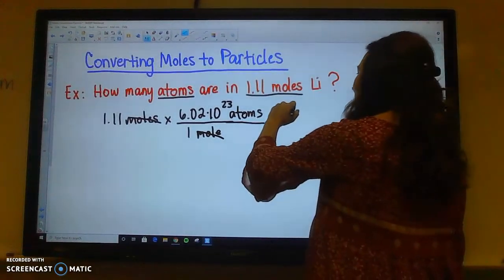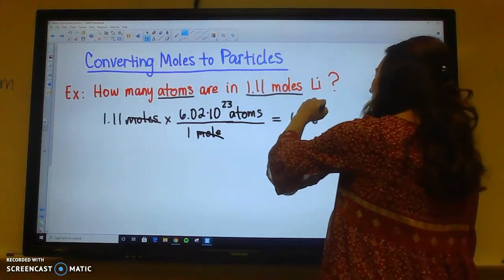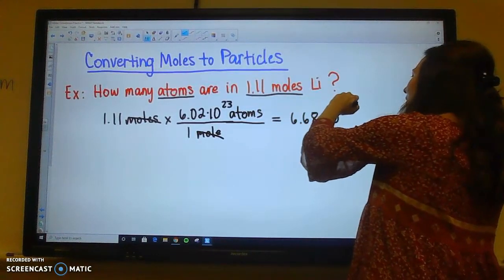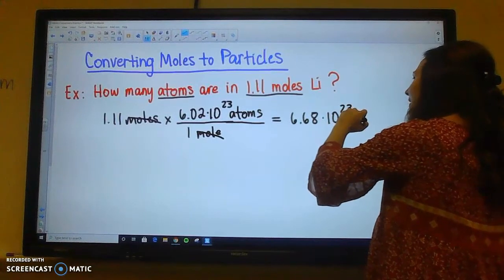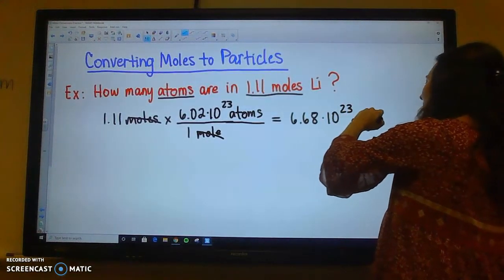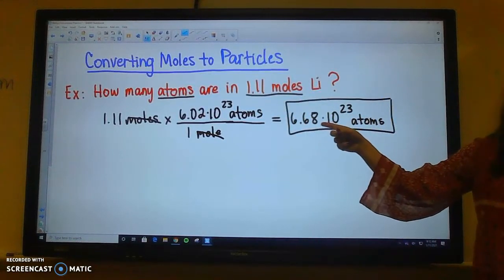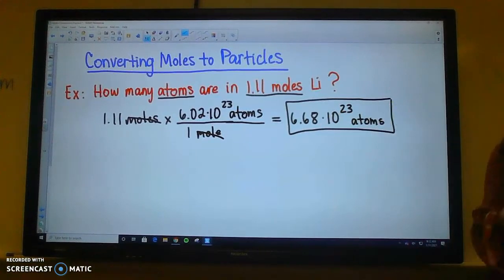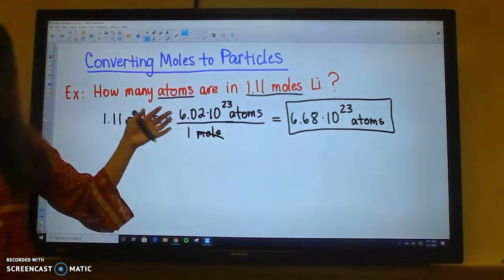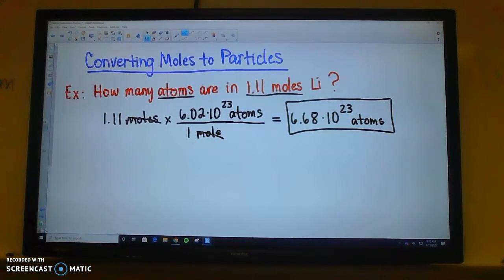I got 6.68 times 10 to the 23rd. And do we round the 8 up, or does it stay as an 8? Okay, sweet. All right, so this is our final answer, 6.68. We'll just go to 2 decimal places, times 10 to the 23rd. And then don't forget to write your unit with your answer. When you take a quiz, possibly tomorrow, you need to make sure that every answer has a unit. Okay? All right, so that's starting out with the number of moles given and solving for atoms.